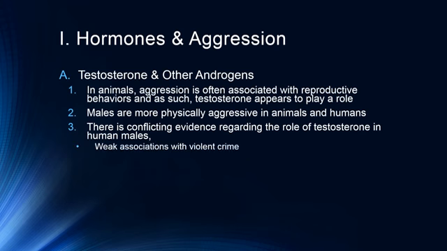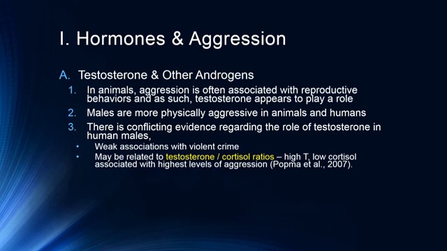There is evidence that aggression may be related to testosterone-cortisol ratios. That is, males with high levels of testosterone but low levels of cortisol apparently are associated with the highest levels of aggression. It appears that cortisol may dampen aggression, and so males with high testosterone and high cortisol appear to have lower levels of aggression because of the dampening effects of cortisol.